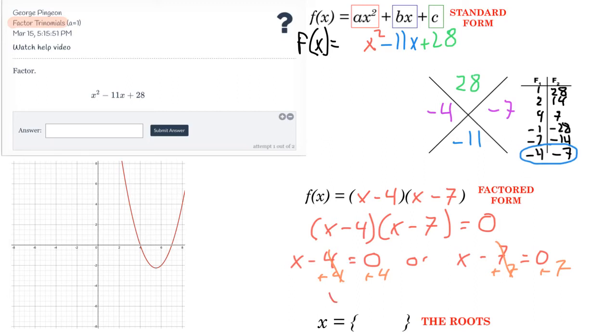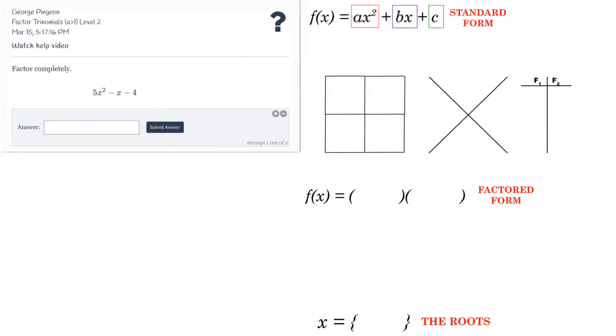That gives you x equals 4 or x equals 7. And notice that these are the points where the graph intersects with the x-axis. And we call these numbers the roots, or the real zeros of the function, 4 and 7. And that actually tells you a lot more about the function than when you're just looking at it in the standard form.